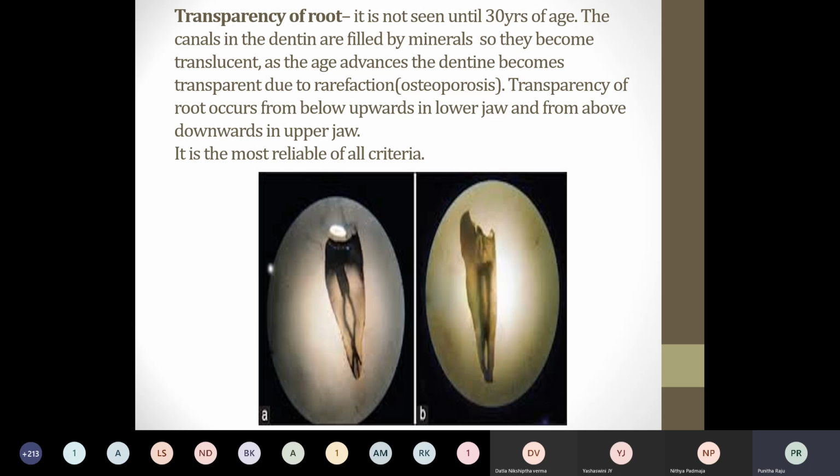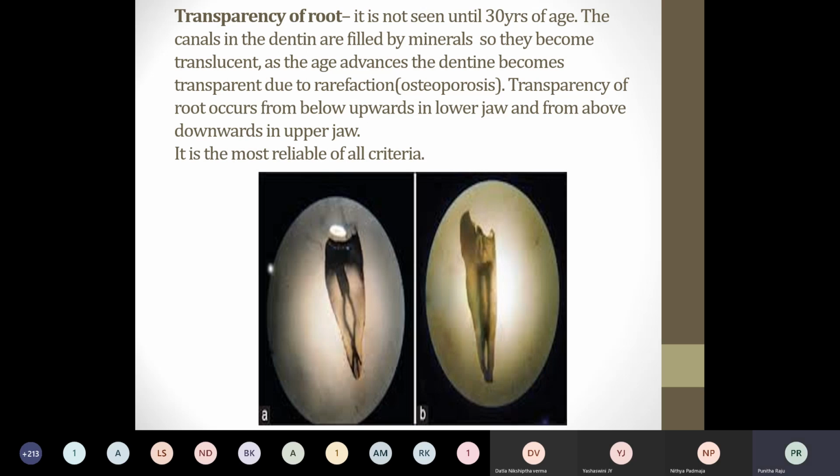So normally because of calcium deposition, the root is not transparent. But as the age advances, because of osteoporosis or because of less calcium, the root becomes transparent. So that is called as transparency of root. The transparency of root occurs from below upwards. Okay, so it is from below upwards in the lower jaw and from above downwards in the upper jaw. So it is more reliable of all the six criteria.